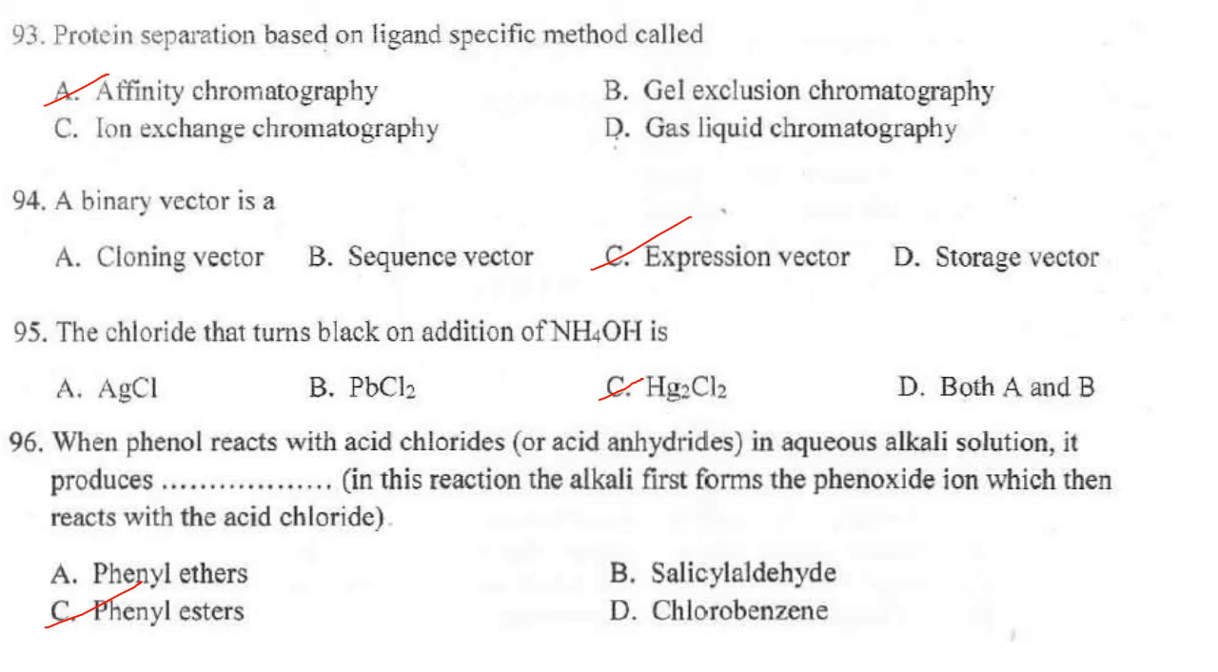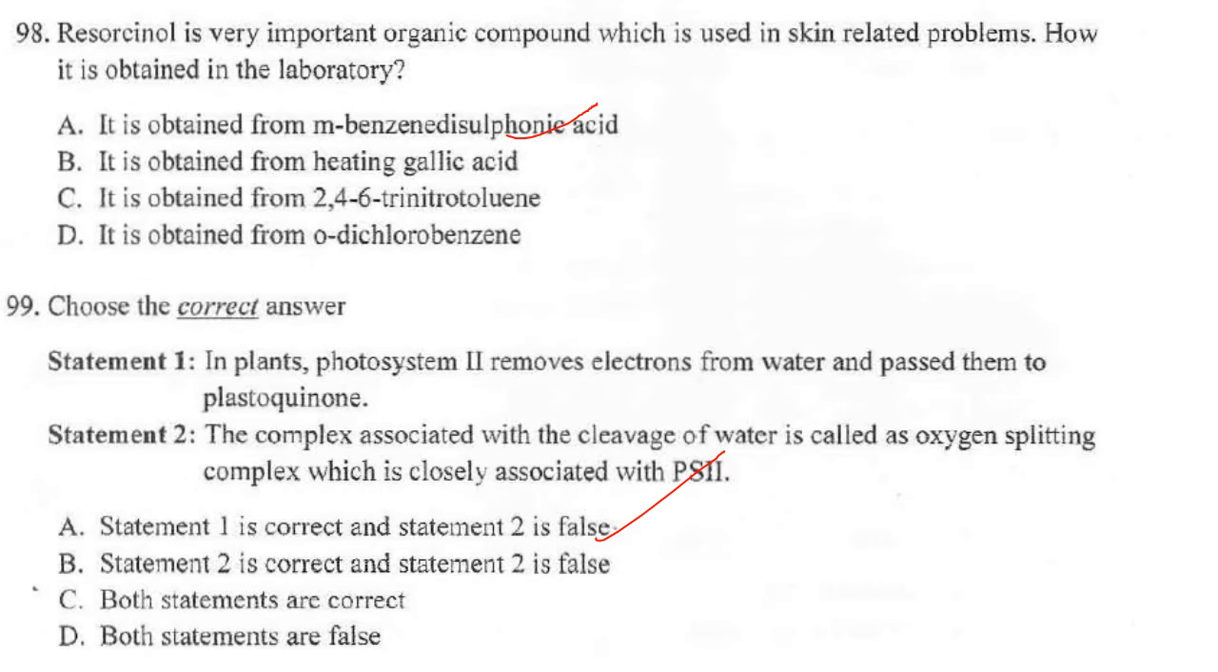Then when phenol reacts with acid chlorides or acid anhydrides in aqueous alkali solution, it produces dash. In this reaction, the alkali first forms the phenoxide ion, which then reacts with the acid chloride. So it will produce phenyl esters. Answer is option C. Then next one. Resorcinol is very important organic compound which is used in skin related problems. How is it obtained in the laboratory? So it is obtained from metabenzene disulfonic acid. Answer is option A.